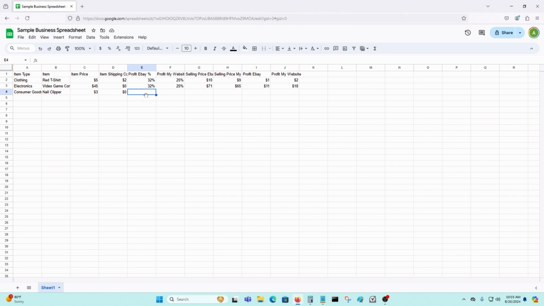I could change the profit margin. Let's say I'll put 50%. My website, I'll put 40%. Change that around. Okay, the selling price is $6 on eBay. My website is $5, and here's the profit. So that's how you make a basic business spreadsheet.